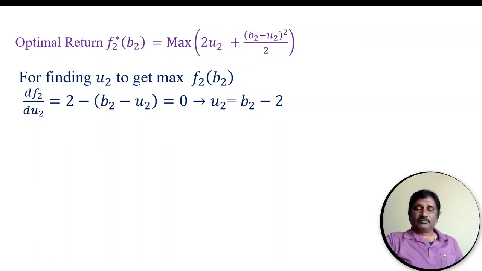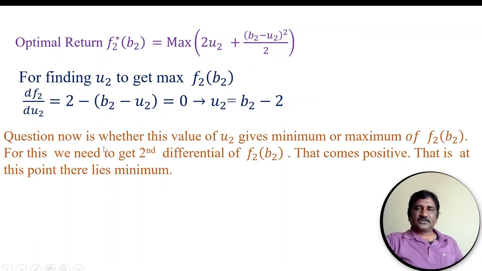But now my question is whether this value of u2 gives a minimum or maximum. Because when you differentiate, there is always the trouble. You get the value and then you have to check whether at that value you get the maximum or minimum. So for this we need to get the second differential of f2 with respect to u2. If that differential comes positive, there exists a minimum, and if the differentiation comes negative, at that point you get a maximum. So let us check.